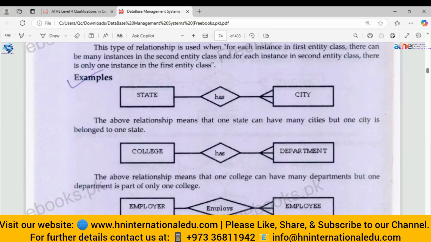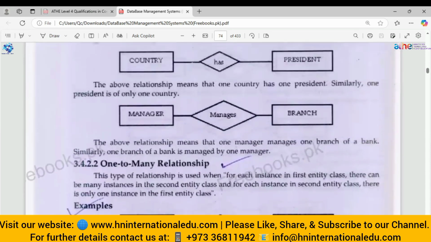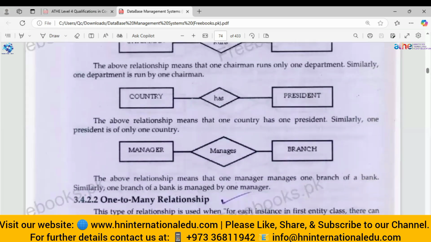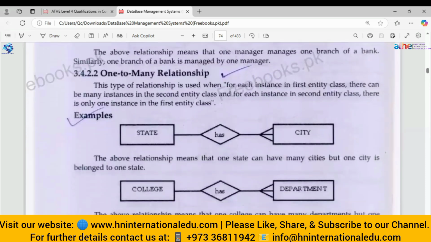Then after the binary relationship, in binary relationship we have three types of relationship. One to many means one entity is related in multiple forms. Let's suppose in a state we have multiple cities. So this is a one to many relationship. Means how one entity is related with another.